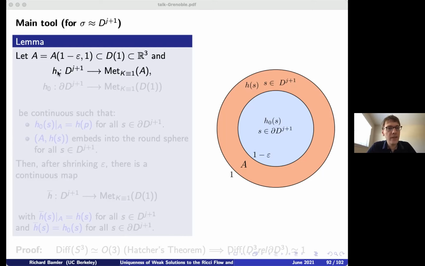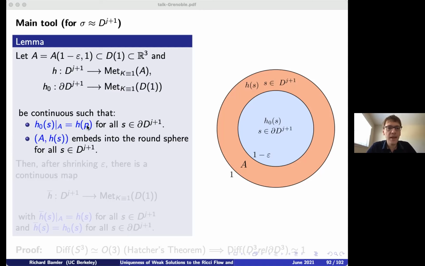So then what we're given is a family of constant curvature metrics parameterized by the entire simplex, or this entire disk, which is only given on the annulus, only on the red part. And on the boundary of the simplex, we've already done our extension. So in this case, we have a constant curvature metric on the entire disk. And so these are two continuous families of metrics. And we have the matching condition that if we restrict H naught to the annulus, then we get H. Sorry, this should be an S.